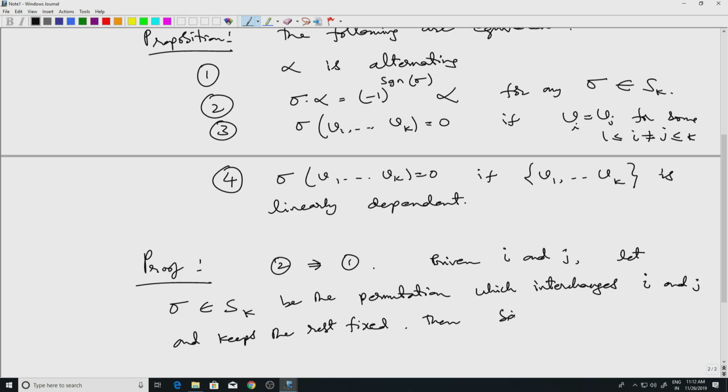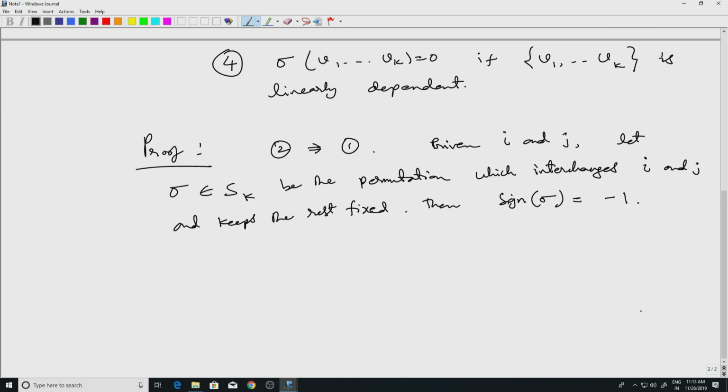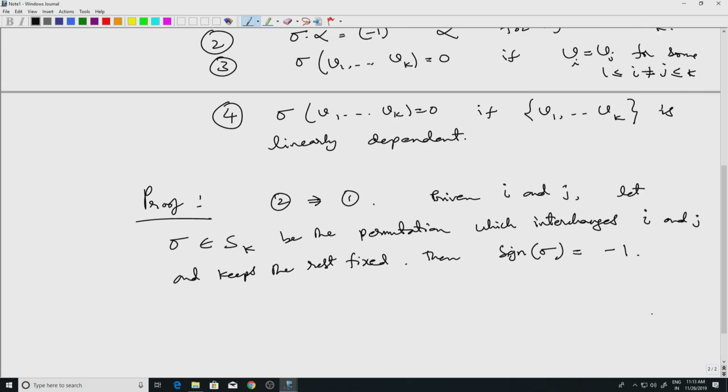Then sign sigma: the way we defined the sign of a permutation was, you just had to write it as a product of transpositions and then count how many there are. If there's an even number, we say the sign is 1. If there's an odd number, then the sign is -1. Here sigma itself is a transposition, so the sign would be -1. So we are assuming 2.